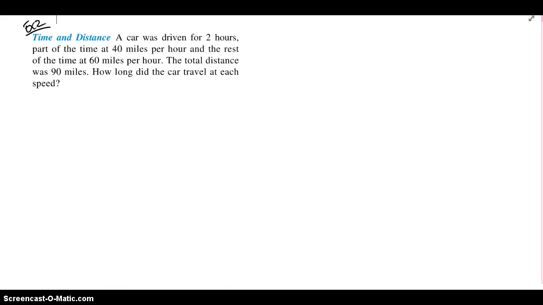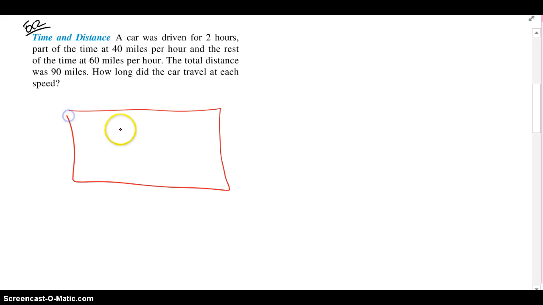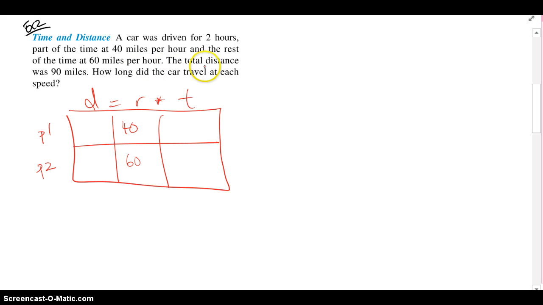Example 2, same kind of problem. It's a distance and a time problem, so I'm going to draw my chart and fill the pieces accordingly. A car was driven for 2 hours, part of the time at 40 miles per hour and the rest of the time at 60 miles per hour. So part 1, part 2, let's say, 40 miles per hour and then faster at 60 miles per hour. The total distance was 90 miles.